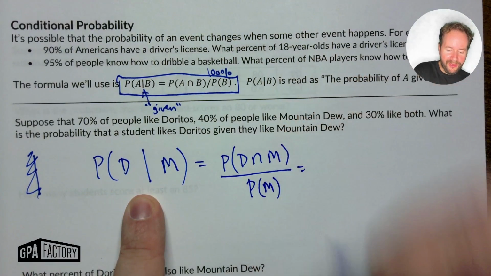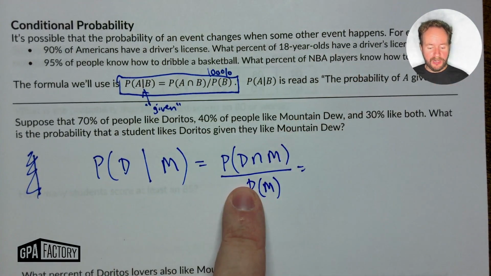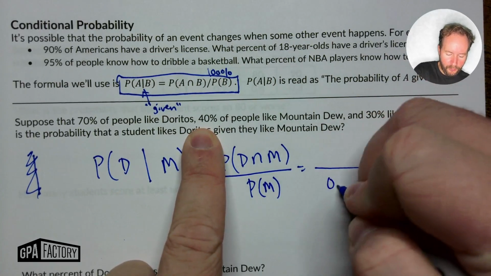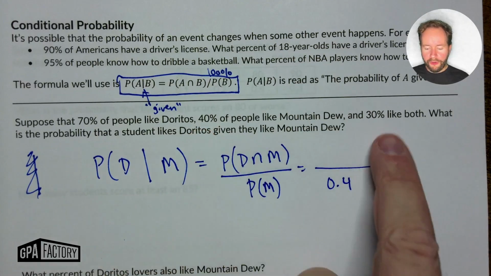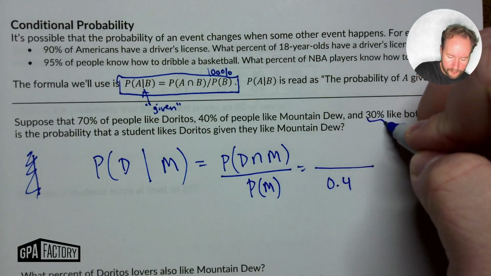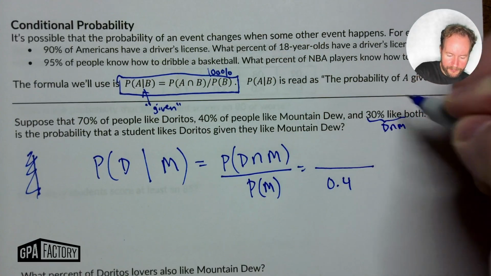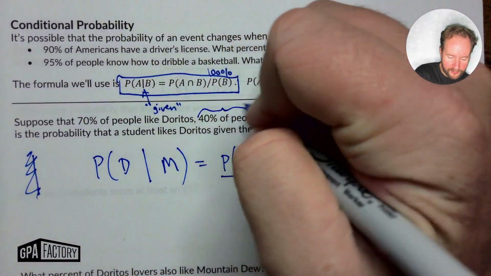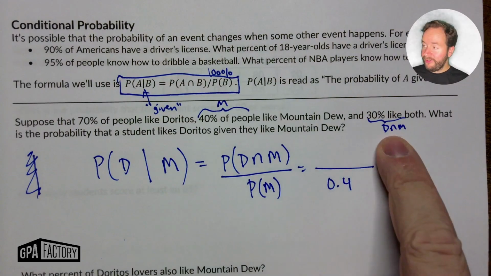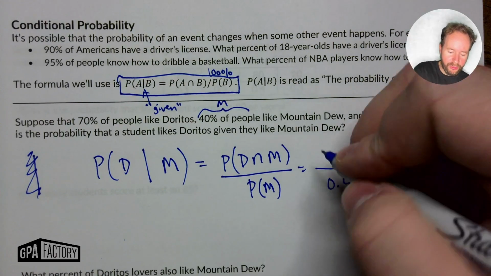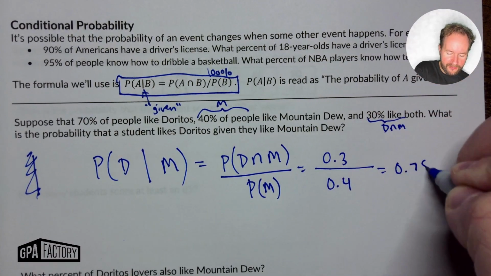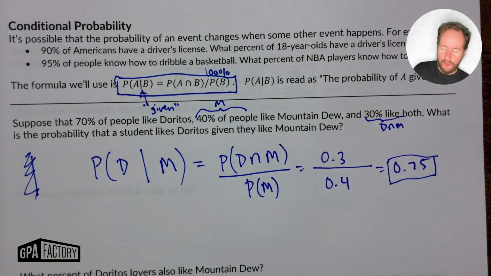Well, guess what? These probabilities were literally given in the problem. 40% of people like Mountain Dew. That's my denominator, my P of M. So 0.4 goes down here. 30% like both. That's my numerator, D and M. So put a 0.3 in my numerator. 0.3 over 0.4 is 0.75, which gives us our answer.